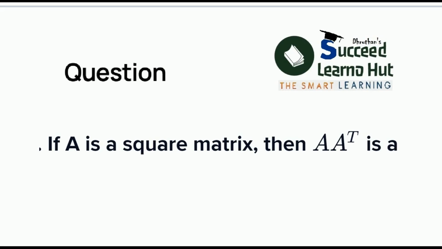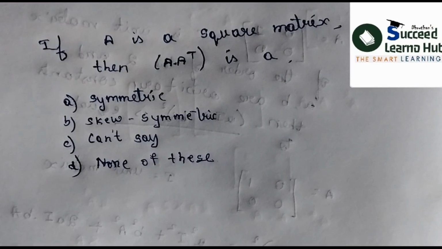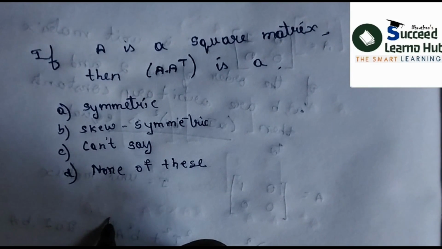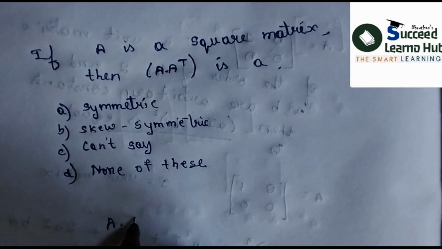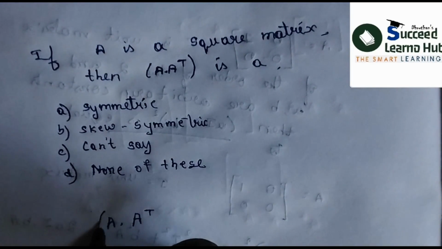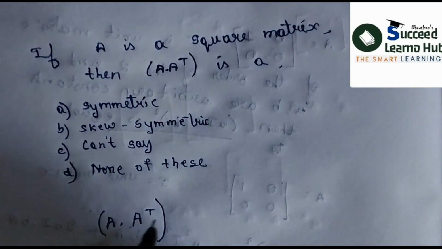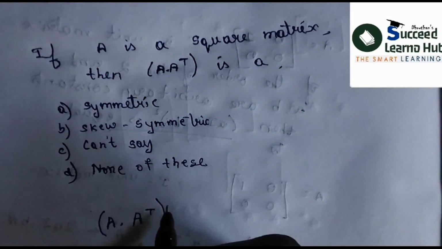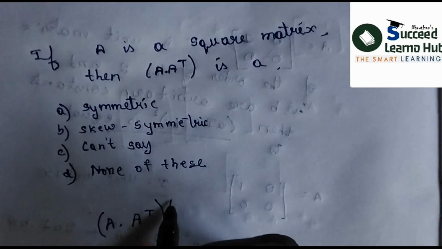Yeah, we have a next question. If A is a square matrix, then A into A transpose is a symmetric matrix or skew symmetric matrix. Let's start the solution. Let us find whether this matrix is a symmetric or skew symmetric matrix. For a matrix to be symmetric, the matrix and its transpose should be equal. If it is skew symmetric, then the transpose of the matrix is equal to minus the matrix. Now, let us find the transpose of the given matrix.